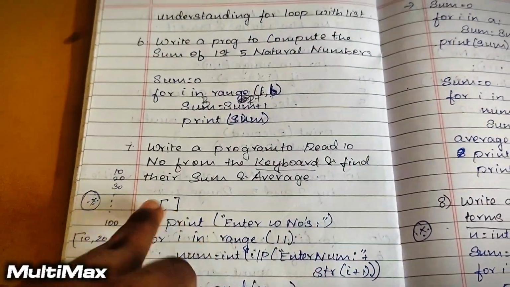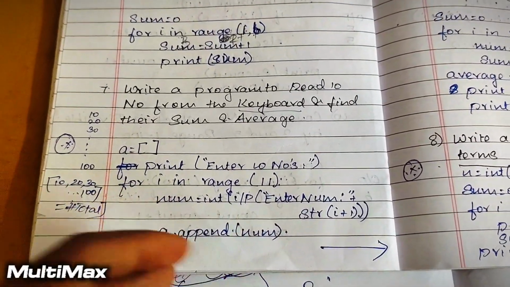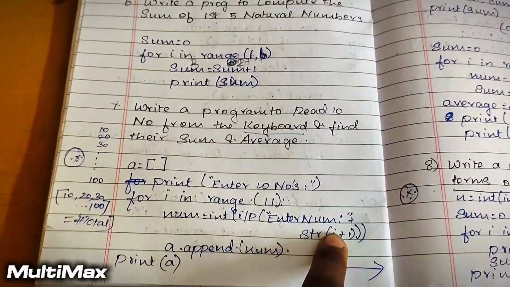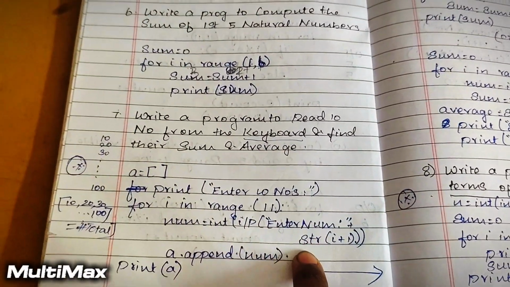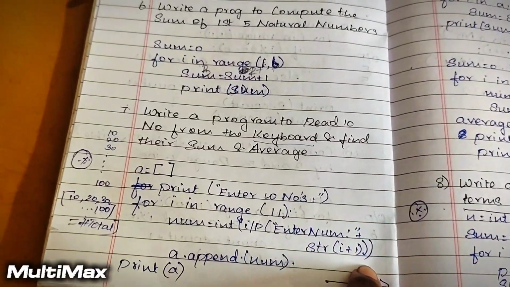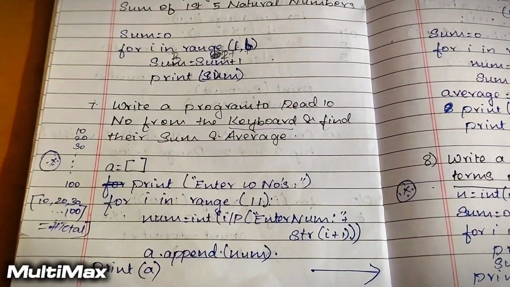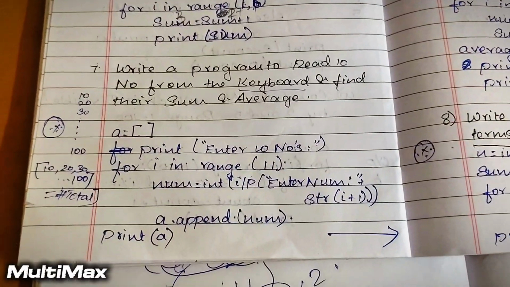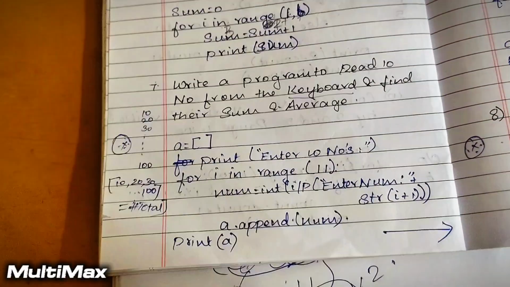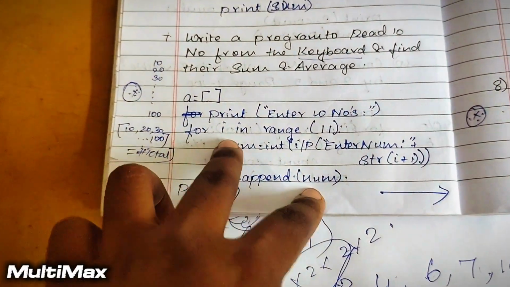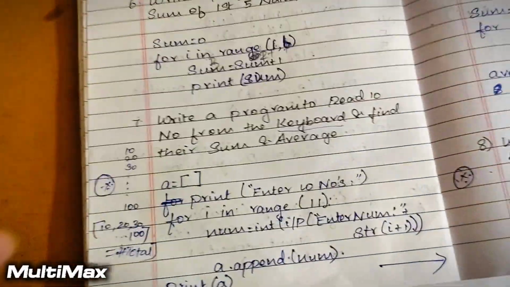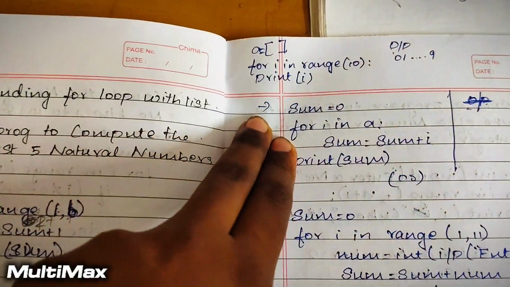And next num is the thing I declared, and int means integer will come, and enter number, the user will enter, and then next the string i plus 1. So i plus 1, first I start by 1, okay, if I start by 10 means 10 plus 1, like that it will go. And append means guys, which is adding, and num means this thing, and print a, this thing I have to print. That's the thing in the output. Okay, sum equal to 0.